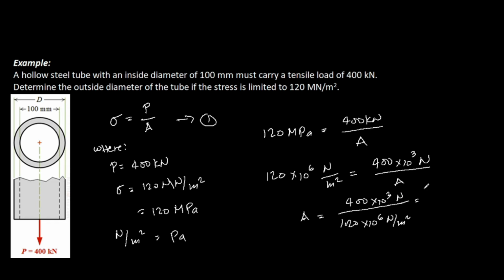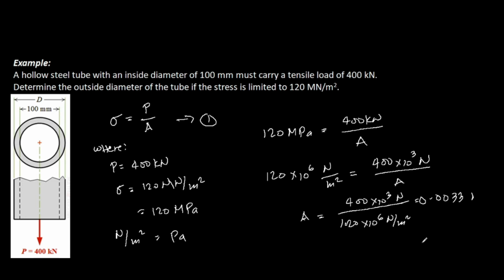Let's check. So 400,000 divided by 120 million, and it's equivalent to 0.0033, and it is in meter square.